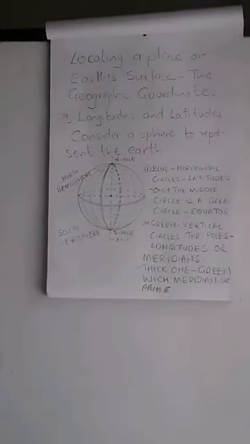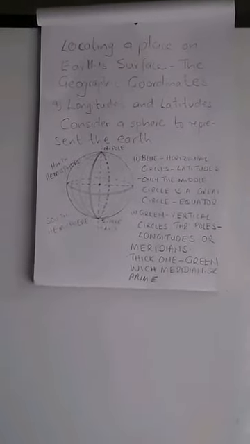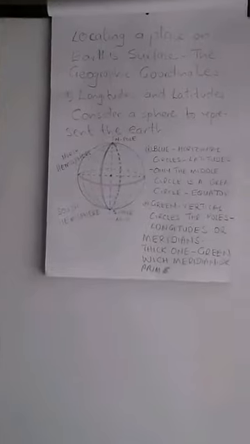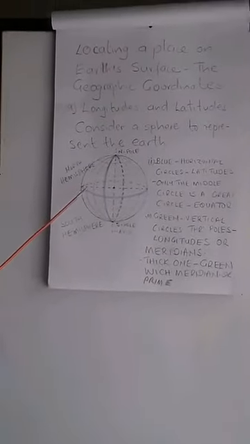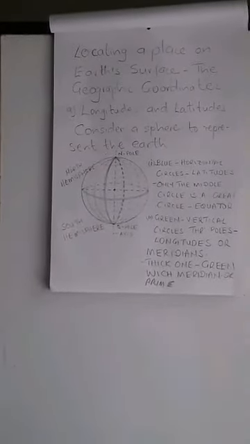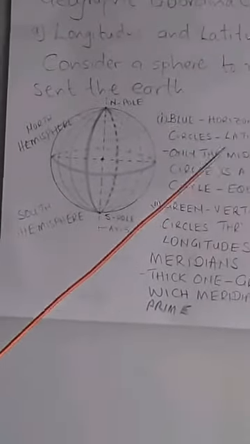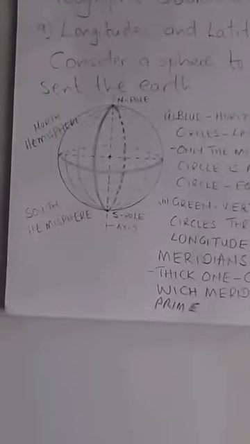So coming back to today's part, locating a place on Earth's surface, the geographic coordinates. The Earth is divided into a grid form, like the usual Cartesian grid. It consists of horizontal circles around the sphere and vertical circles around the same sphere. Looking at this diagram, we have blue ones that are horizontal. The horizontal blue circles are called latitudes, and they run parallel to one another so that they don't meet.